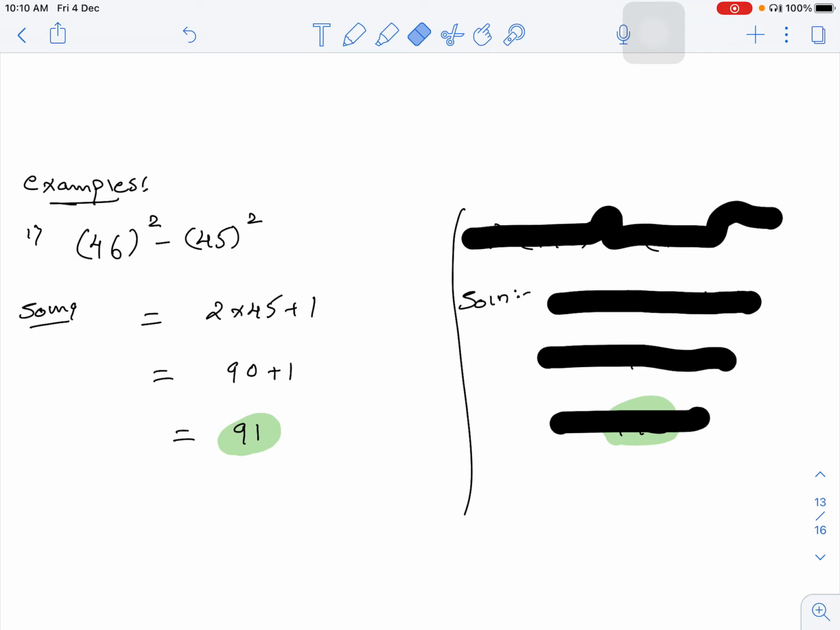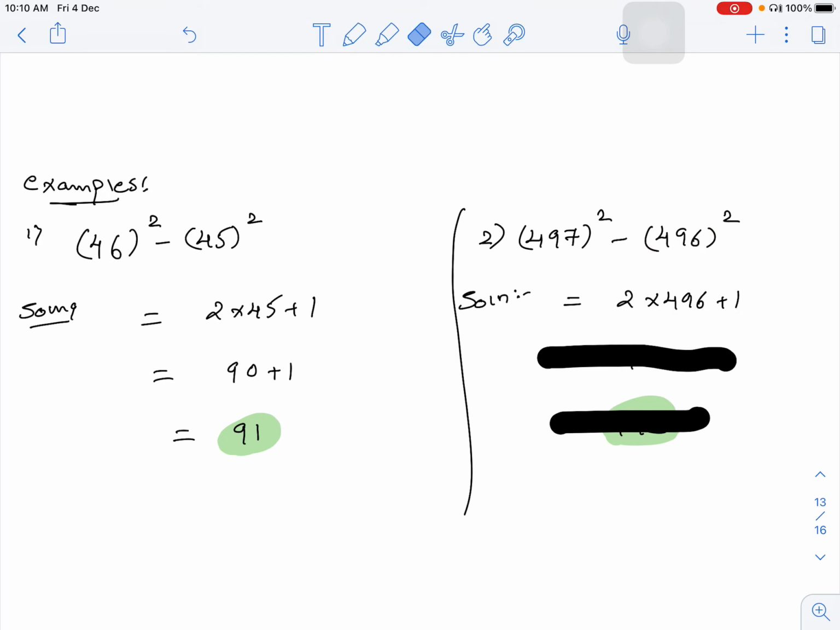Okay, let us consider one more example. Suppose we have 497 square minus 496 square. Again, same procedure. Our smaller number is 496. So we will multiply this by 2 and then add 1 to the multiplication. So we get 2 into 496 plus 1. Now 2 into 496 will be 992, plus 1. So our final answer is 993. Okay. So by this method now you can easily find the difference of squares of any two consecutive numbers.